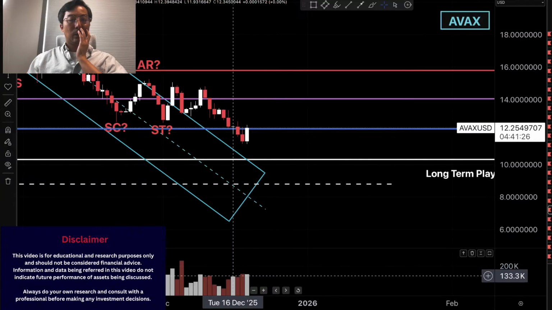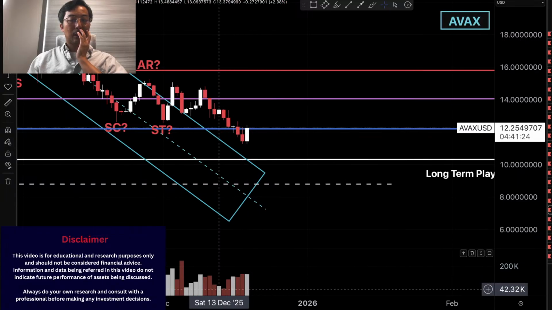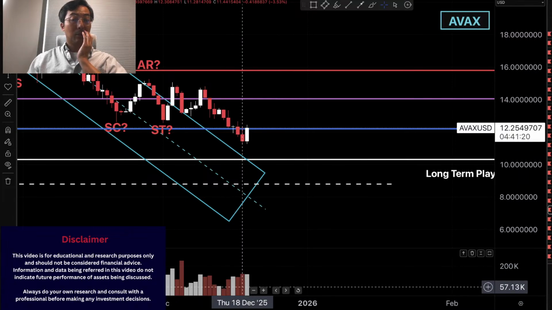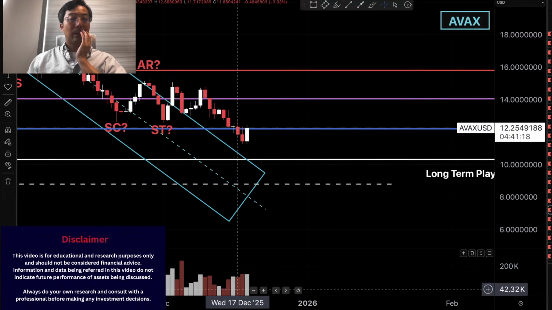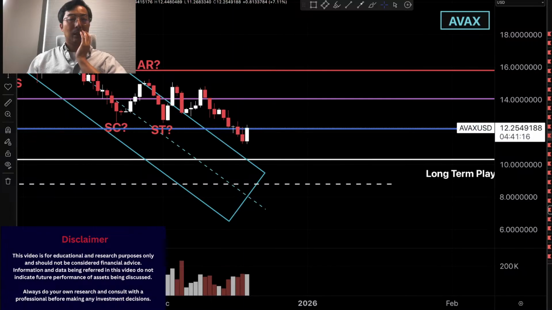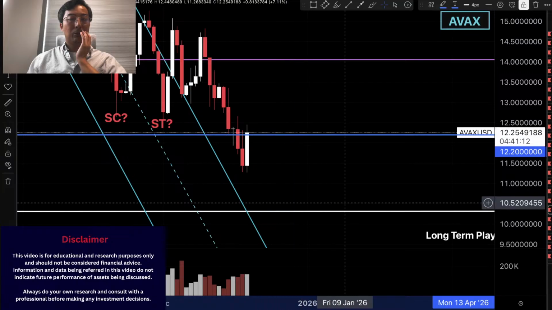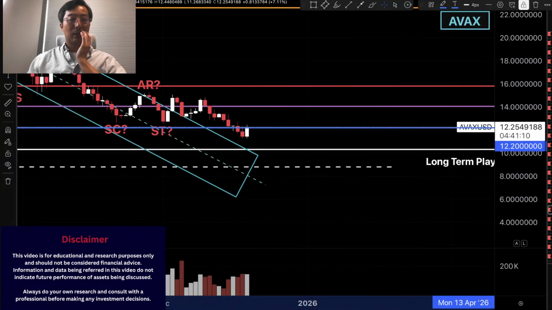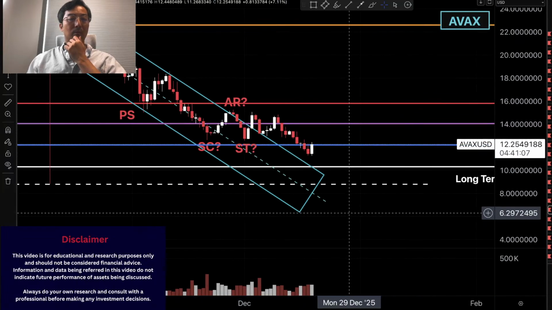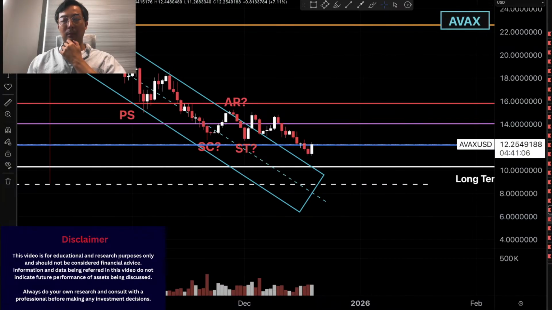Okay, we want to see more of the volume burst like the 12th and the 14th for red days, not like yesterday and the day before. You see clearly the rejection, this long wick, right, from the blue key level of $12.25. So paper hands, yeah, still around.